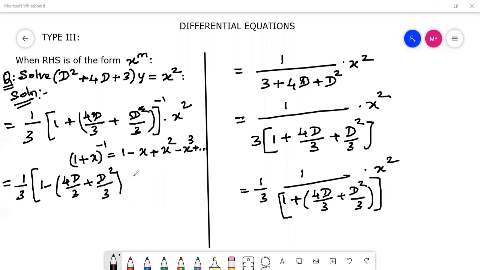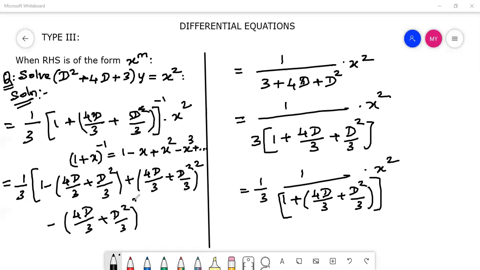Now see here, the symbol is positive. So plus again (4D/3 + D²/3) the whole square, because here we are having the square. Now the next term is with a negative symbol. Again (4D/3 + D²/3) the whole cube, plus etc., times x². And then you have to remove the bracket now.